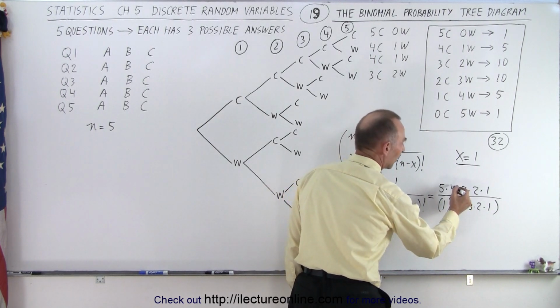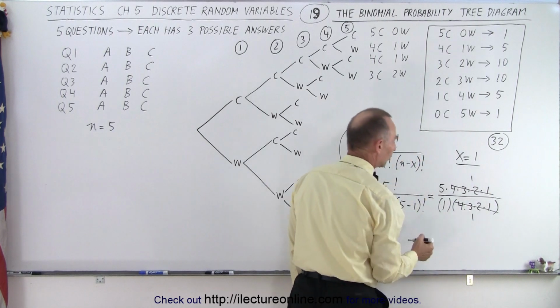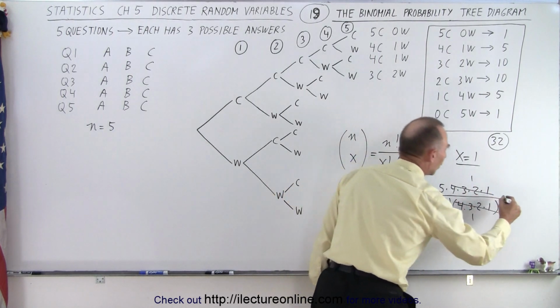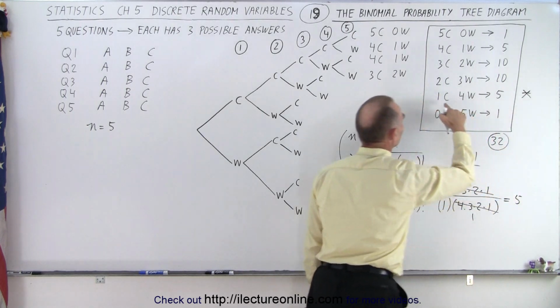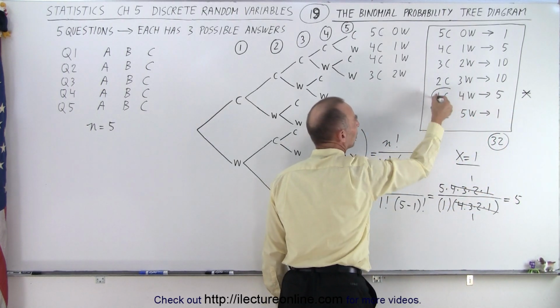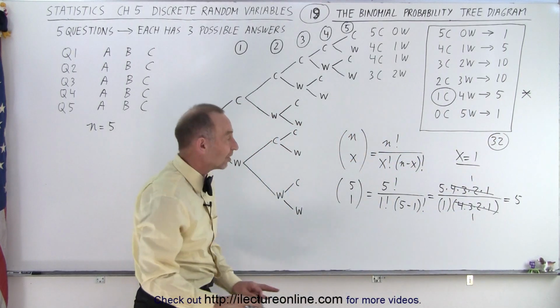Notice that in the numerator we have 4 times 3 times 2 times 1. We have that in the denominator, so they cancel out, and we're left with 5 over 1, which is equal to 5. And that's the number we have right here. We'll let x equals 1. That means 1 correct. We have 5 different combinations of which this can happen.